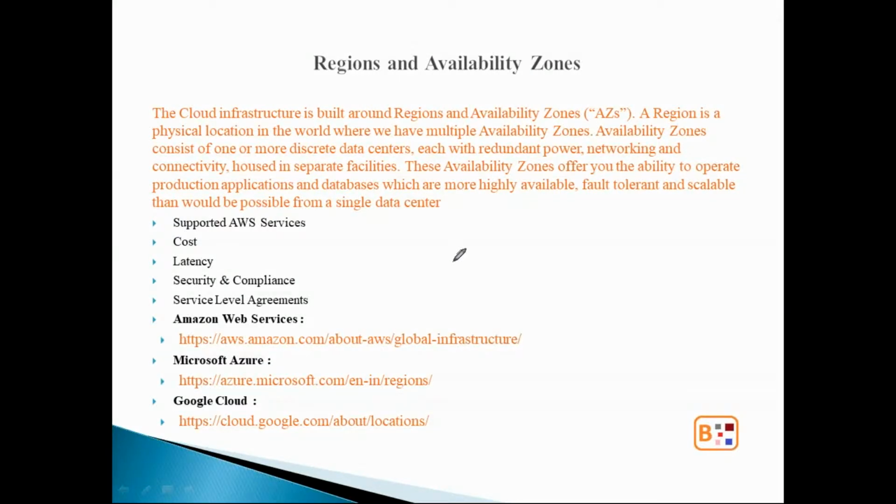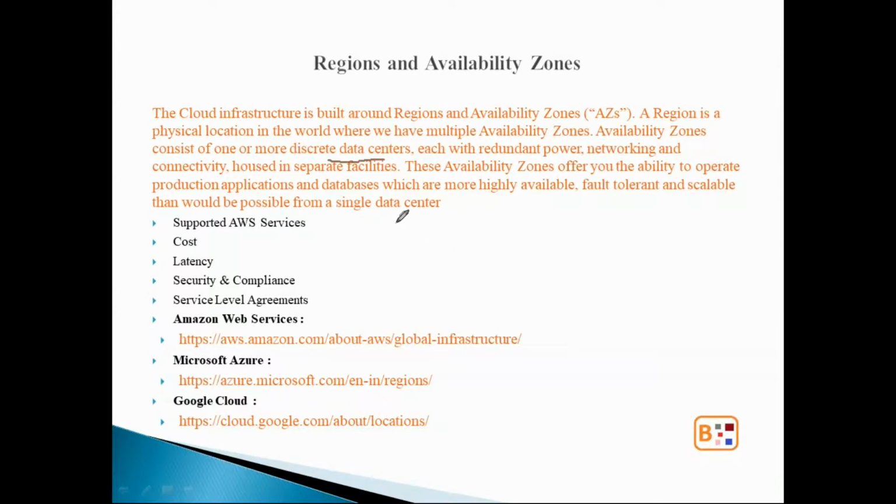The cloud infrastructure is built around the region and availability zone. A region is a physical location worldwide. We have multiple availability zones. An availability zone consists of one or more discrete data centers, each with redundant power, networking, and connectivity, housed in separate facilities. These availability zones offer you the ability to operate production applications and databases which are more highly available, fault tolerant, and scalable than would be possible from a single data center.